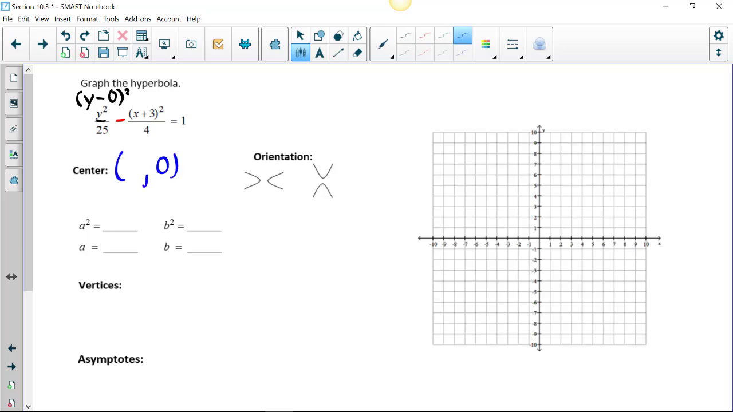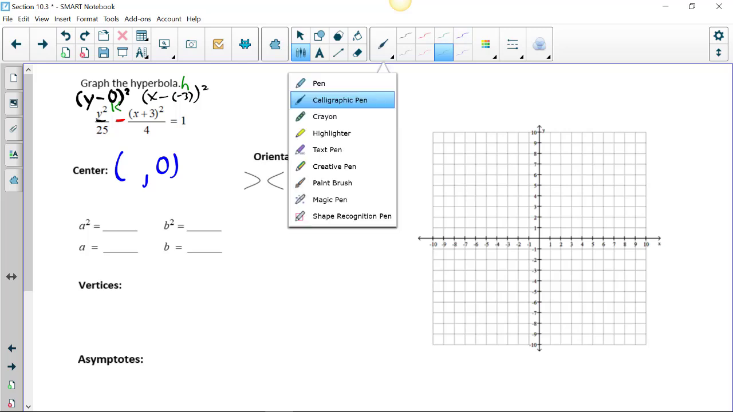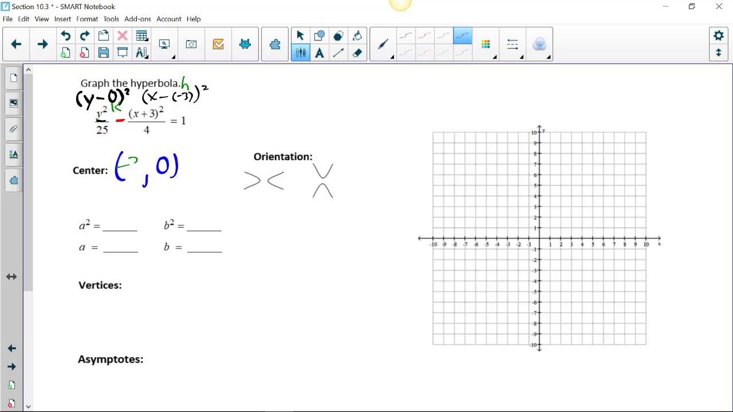Okay, so here's where they're switched. You have to be careful. Whatever here is being subtracted from x, remember, results in the x coordinate of the center, or h. So we can think of x plus 3 as x minus negative 3 squared. So my h is negative 3 and my k is 0. So the center has coordinates negative 3, 0. So it's only been shifted to the left.